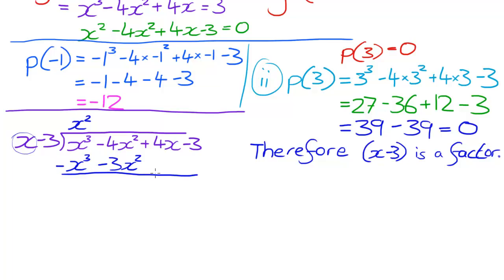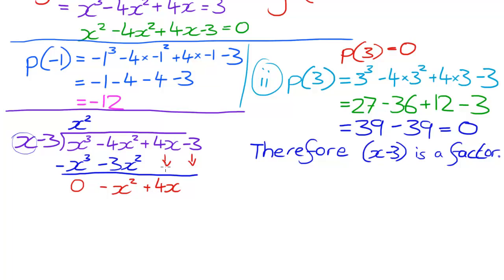So let me do a new colour for that. So x cubed minus x cubed is nothing, so I can even write down nothing in there if I want. And then minus 4x squared, take away minus 3x squared, so plus 3, is going to be minus 1x squared, and then these two here just drop down and remain as they are.